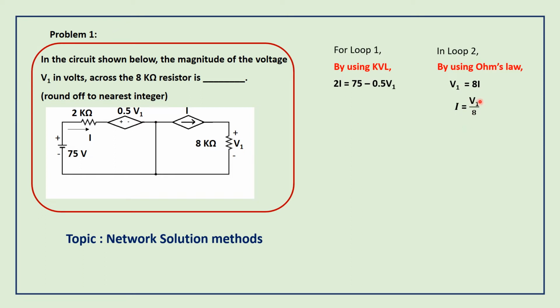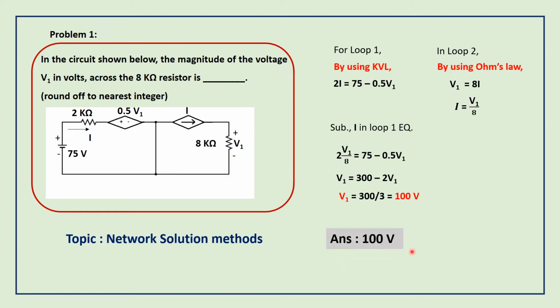Now I am going to substitute this I in the first loop equation. So substituting I in the first loop equation, 2 into V1 by 8 equals 75 minus 0.5 V1. So from this we can find out V1 as 300 minus 2 V1. And from this we can solve for V1 as 300 by 3, which is equal to 100 volt. So we found V1 across 8 kilo ohms as 100 volt. Answer is 100 volt.